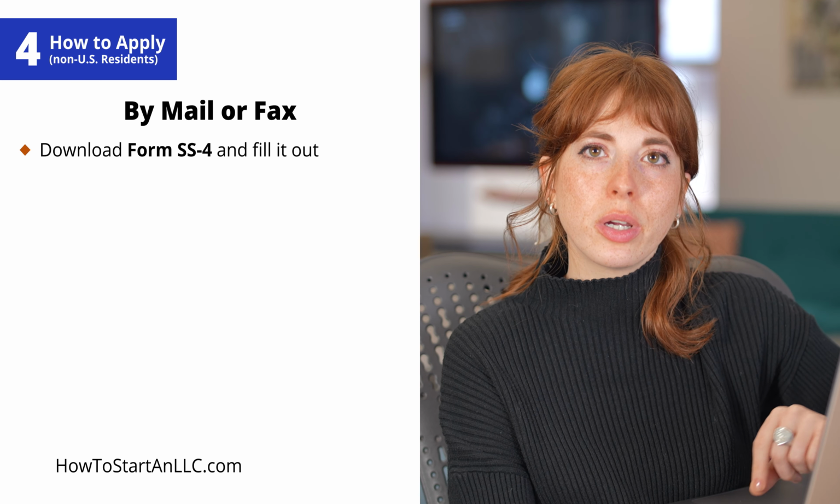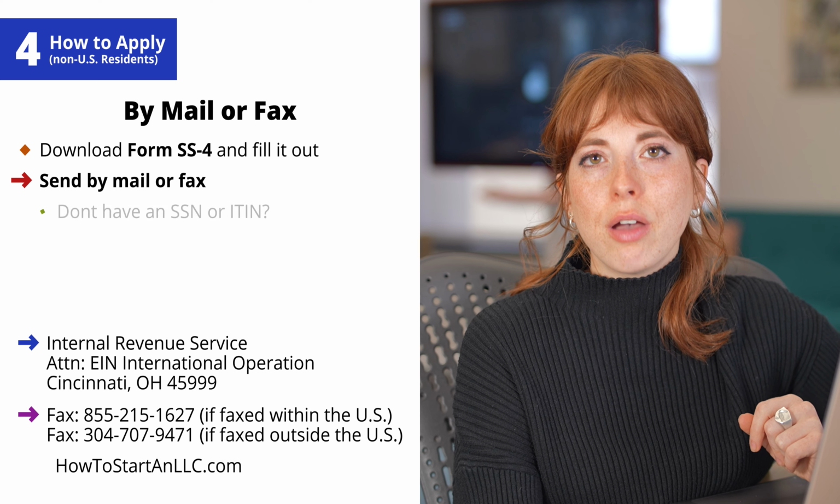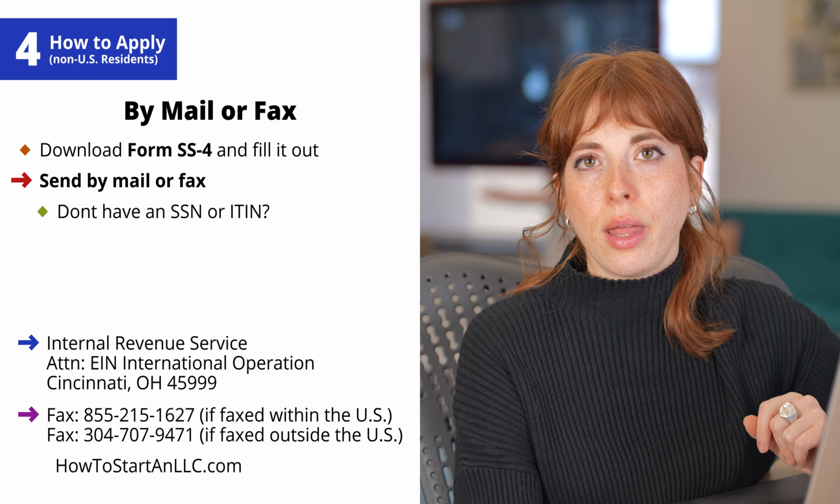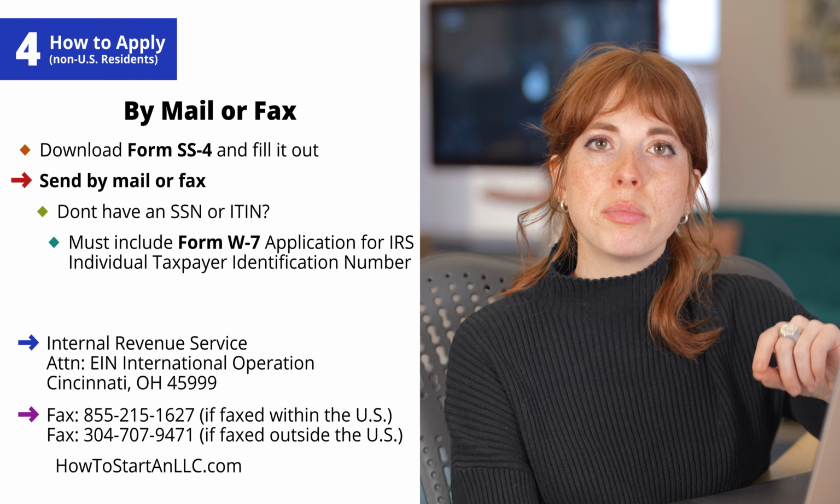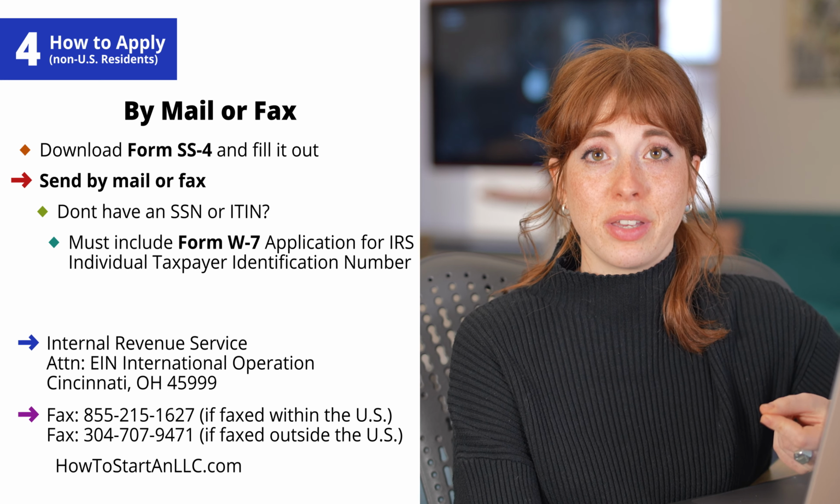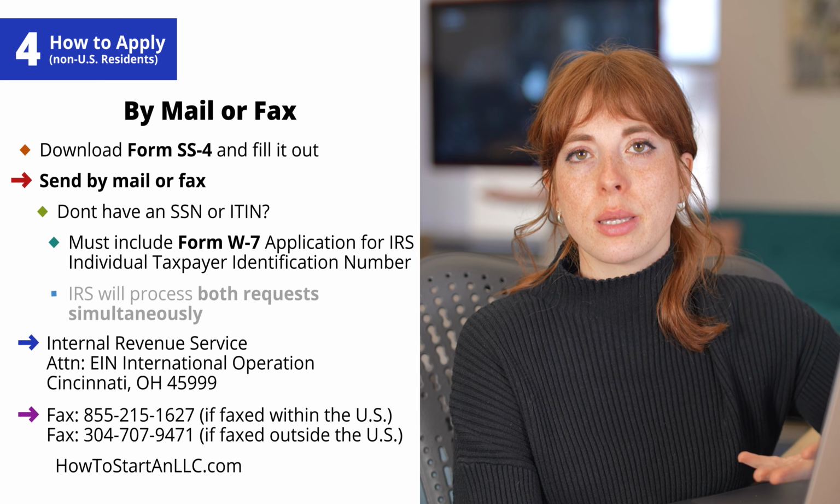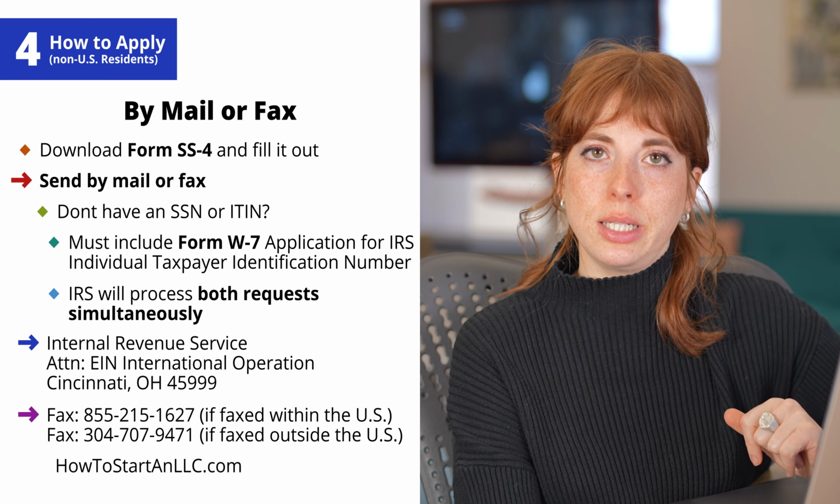By mail or fax, you'll download Form SS4, fill it out, and submit it by mail or fax. Their addresses are here. However, if you don't have an SSN or ITIN, you must include a Form W-7, application for IRS Individual Taxpayer Identification Number, with your EIN application. This way, the IRS can process both requests simultaneously.